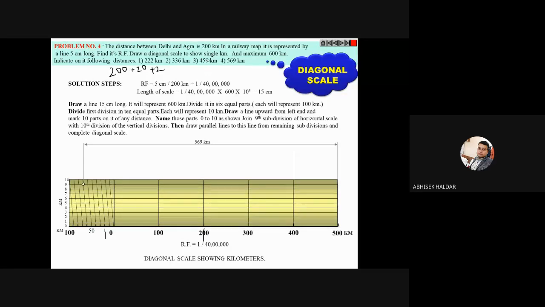So 459 kilometer means 400 plus 50 plus 9. 400 means from 0, I'll start from 0, 0 to 400. This is my 400 kilometer. 50 means from 0, I have to go to the left, left 5 units, the left fifth point. This is the fifth point. How can I get 9 kilometer? At this fifth point, I have another diagonal line. I will take that diagonal line and go up to the ninth point. Mark that point, and the distance in between is nothing but 459 kilometers.